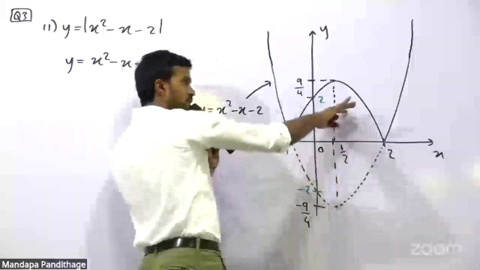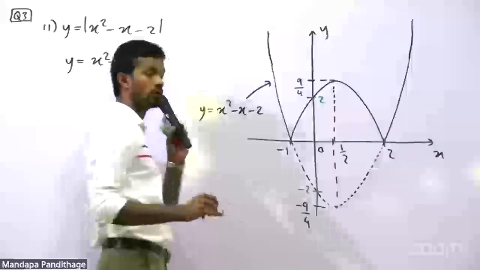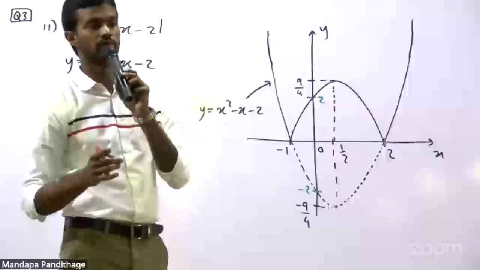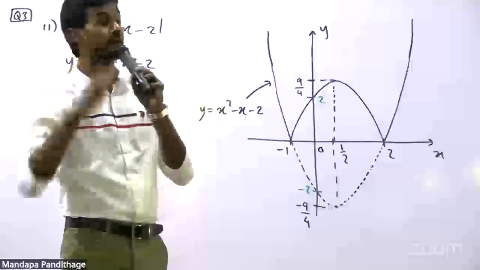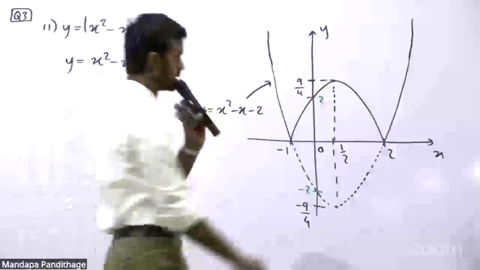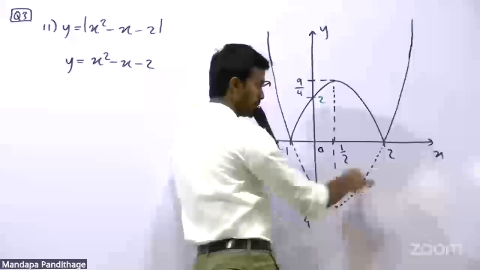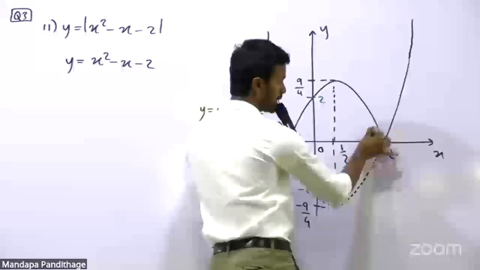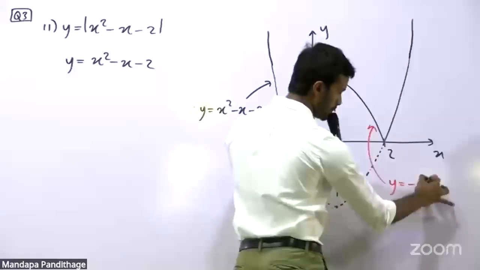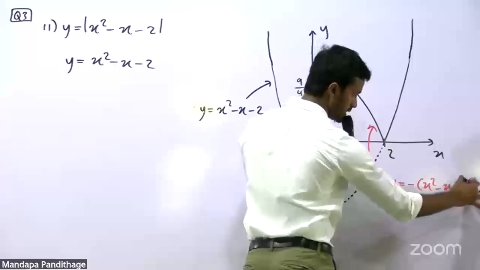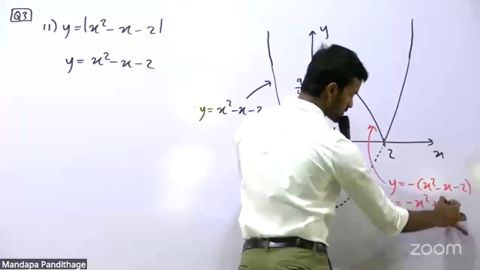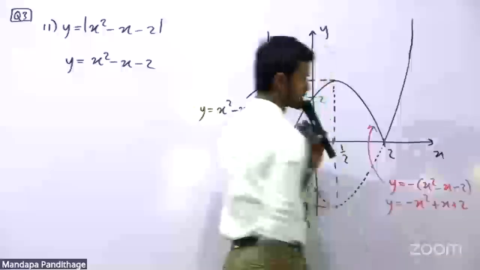It has been converted to the positive side. How can you convert a negative value to a positive one? You have to convert it by multiplying by minus 1. So when you multiply by minus, you get the positive side. So this is y equals minus of x squared minus x minus 2, so this one is y equals minus x squared plus x plus 2.